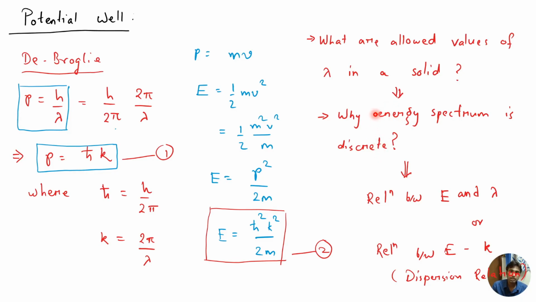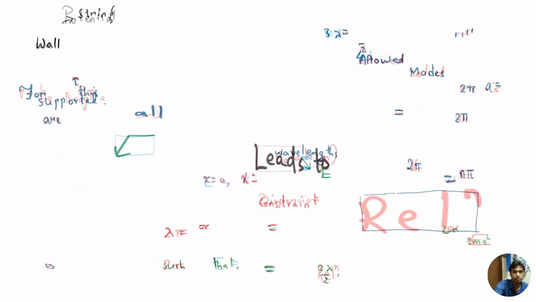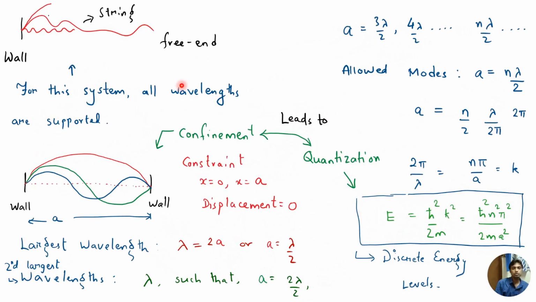So if only certain lambdas are allowed, then the energy will be discrete, and that relation between how energy is related with lambda, or in other words, how energy is related with k, is called a dispersion relation. That is what we want to find, and that will give us insight into how the electrons will behave in a metal. So now, before understanding the behavior of electrons in a metal, let us first look into a particular example of a string attached to a wall.